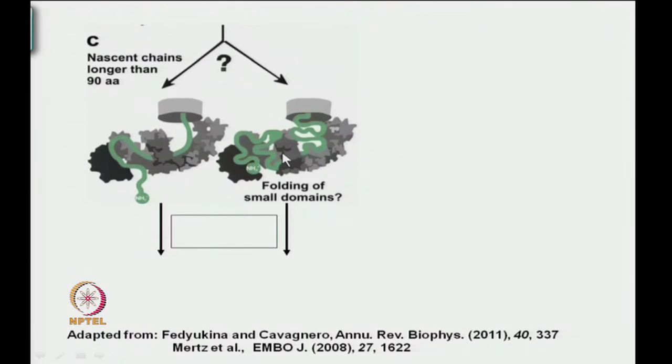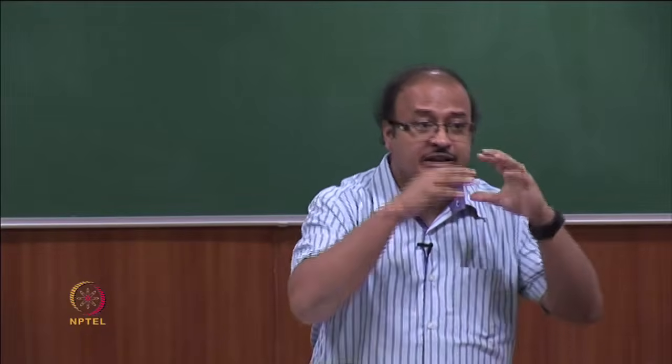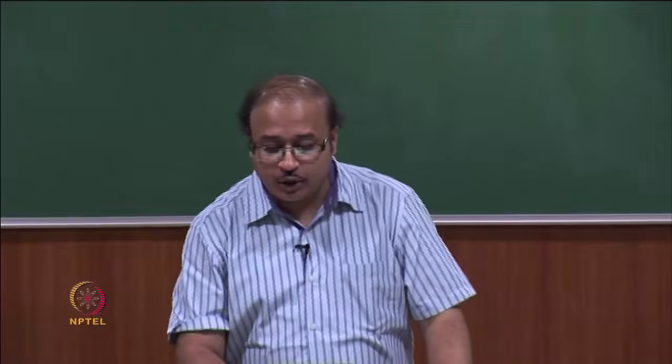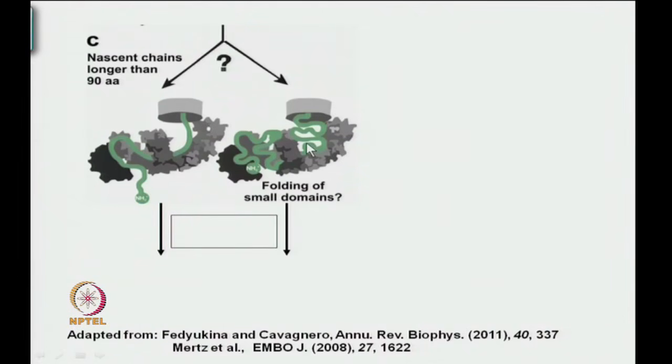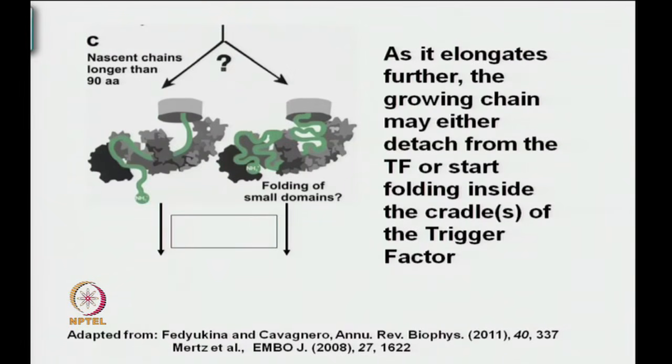Now, what is the other option? As I was telling you, these places are not very compact, that means they are hollow sites, so there is space for the protein to fold. Then a protein, instead of coming out, can start gaining some structure inside the trigger factor itself. So, these are the two possibilities. As it says here, as it elongates further, the growing chain may either detach from the trigger factor or start folding inside the cradles of the trigger factor. Here it is slowly coming out of the trigger factor, and here it is remaining within the cradles of the trigger factor, not detaching.